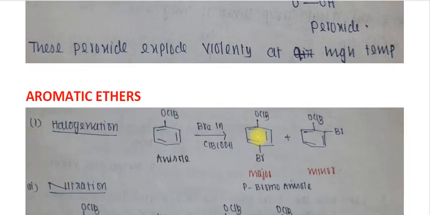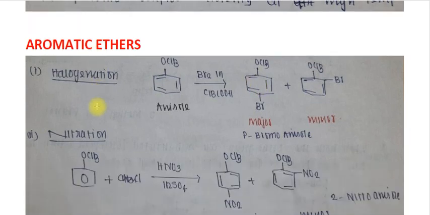And the last one is the reactions of aromatic ethers. First is halogenation. Anisole, that means C6H5O CH3, in the presence of CH3COOH and Br2 forms two products, a major and a minor product. The major product, Br C6H4 O CH3, is formed when the group is at the para position, and if it is at the ortho position, the rate will be low and it forms the minor product.